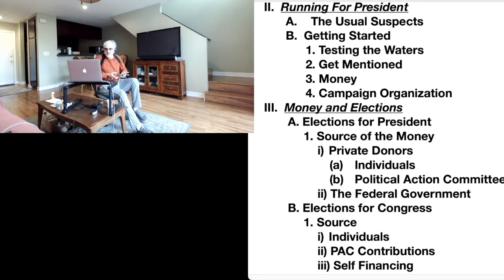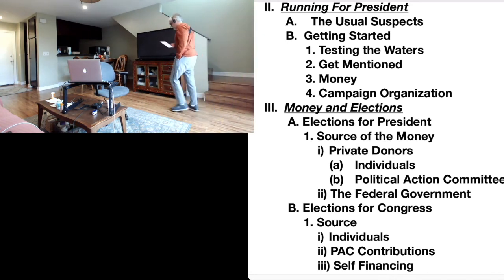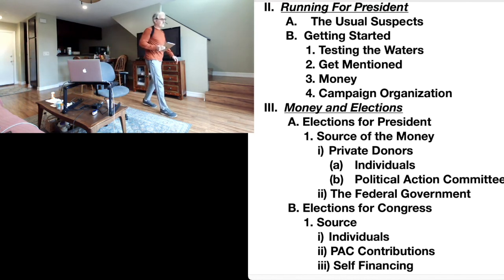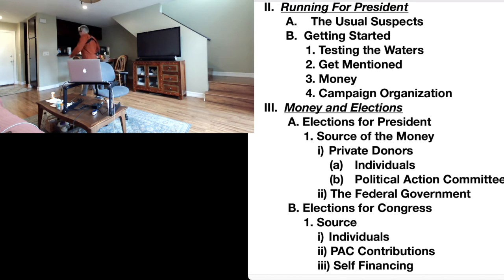Okay, so next source are PAC contributions, political action committees. All right? Write it down. 26% of contributions to members of Congress come from political action committees. There are three kinds of PACs in general. You have the corporate PACs, you have the labor union PACs, and you have the ideological unaffiliated PACs. Unaffiliated means they are not tied to a labor union or a corporation.